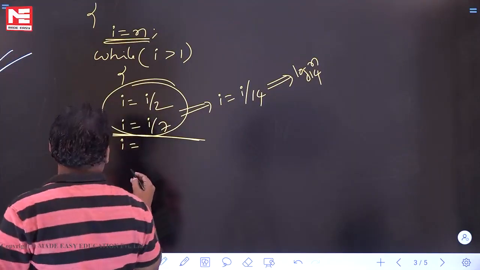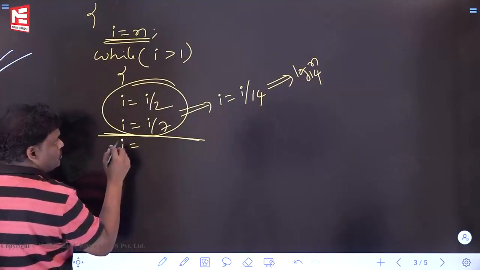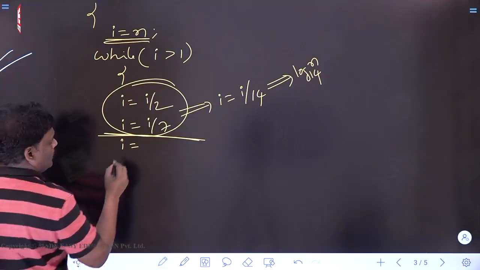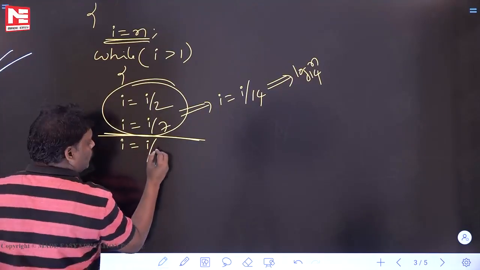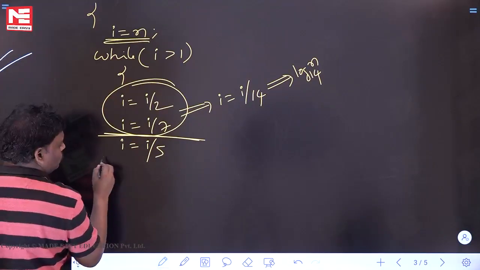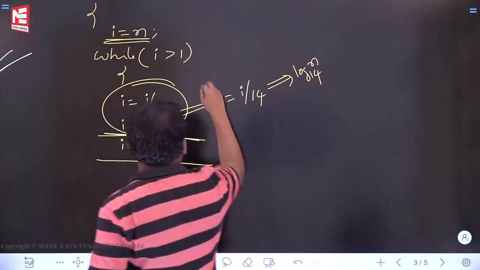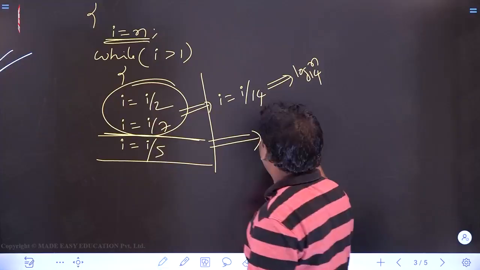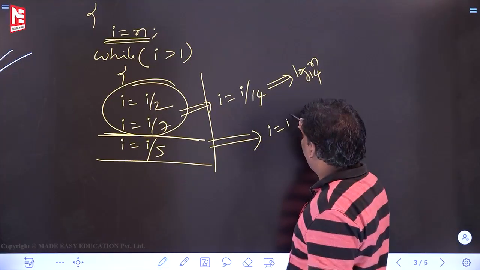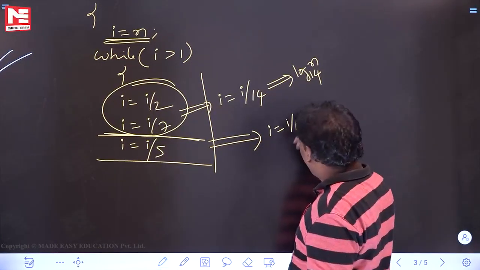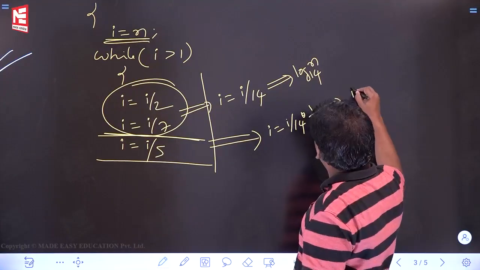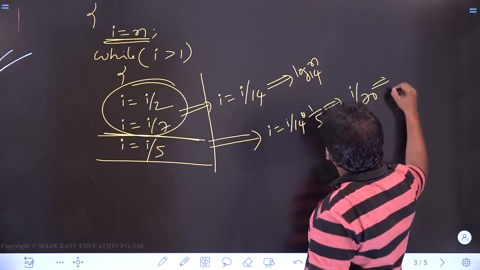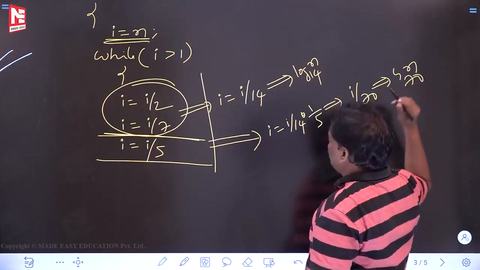Right, now see this. I is equal to I by 5. What is the answer, including this also? After completion of this, if you observe, already I is equal to I by 14. Now by 5 also, which will become I by 70, which will become log n base 70. Right? That is also fine.